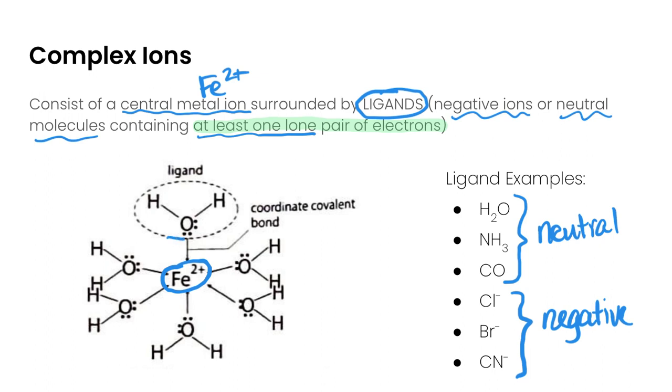Now, in our diagram here is a water ligand, and water has two lone pairs of electrons on the oxygen. What happens to create these complex ions is the lone pair of electrons creates a coordinate covalent bond. That means both electrons are coming from the oxygen, creating a bond with that iron metal ion in the middle. In this example, there are 6 of them coordinating with this metal ion, and you can get various different coordination numbers in these complex ions.